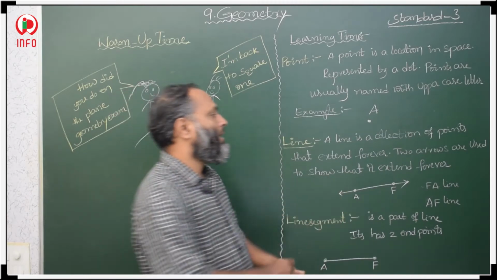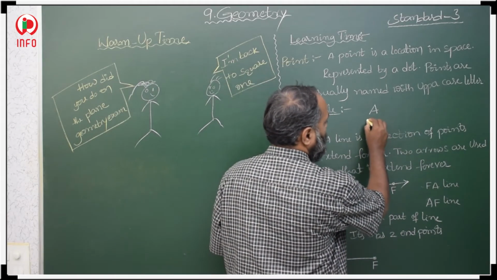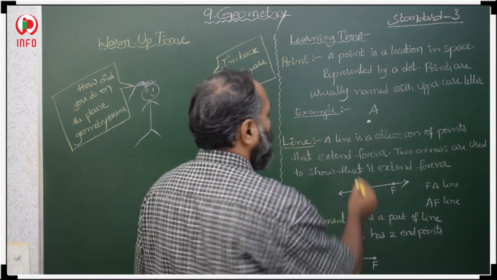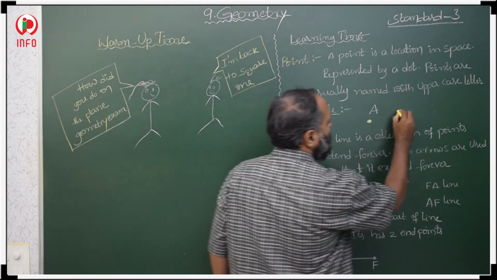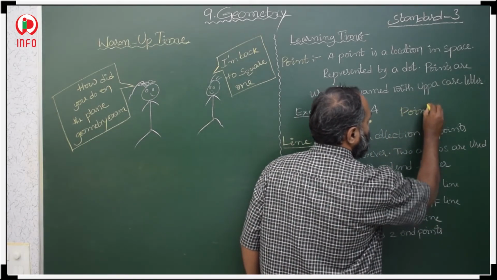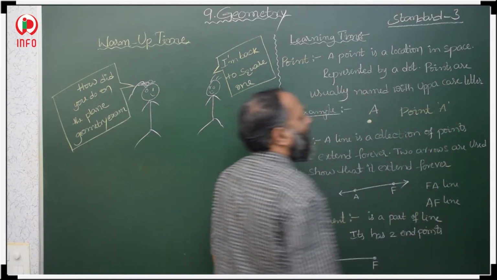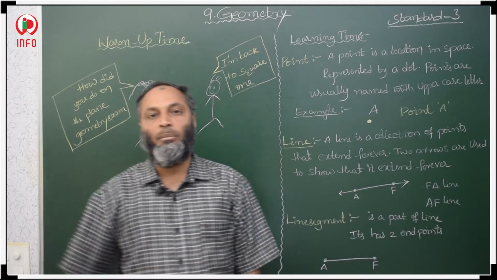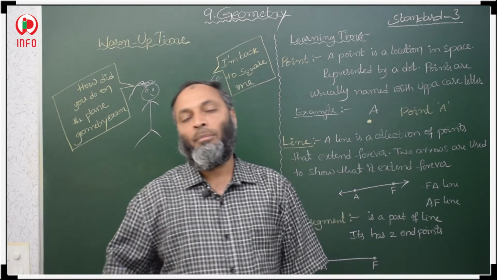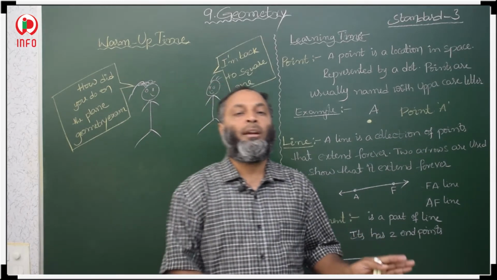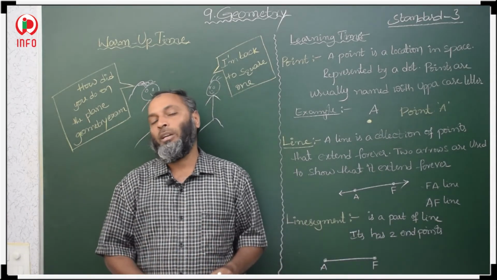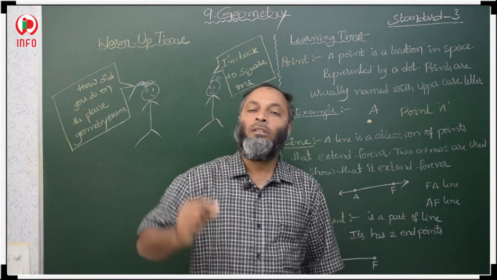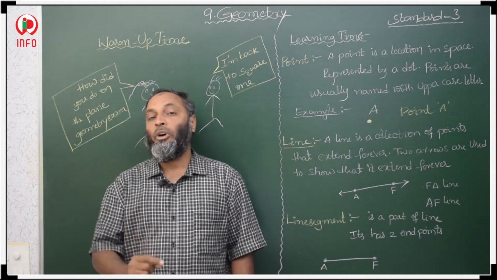For example, here a dot is given. This is a dot, so this is point A. Here we have a point. So this is point A, or A point. We represent a point using uppercase letters: capital A, capital B, capital C, capital D. We should always use capital letters to represent a point or dot.